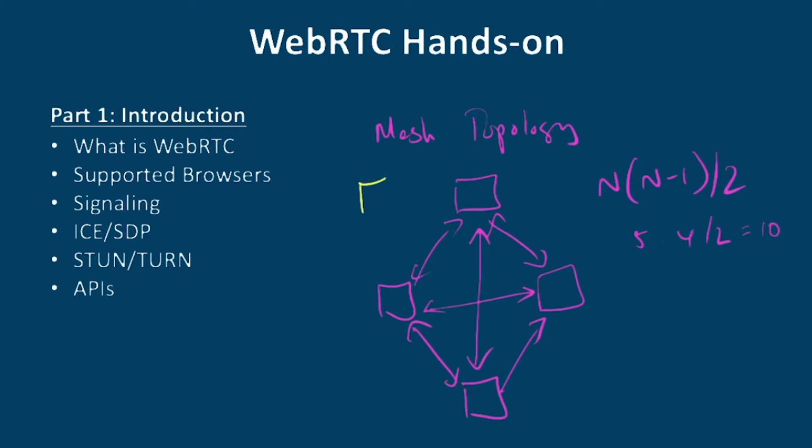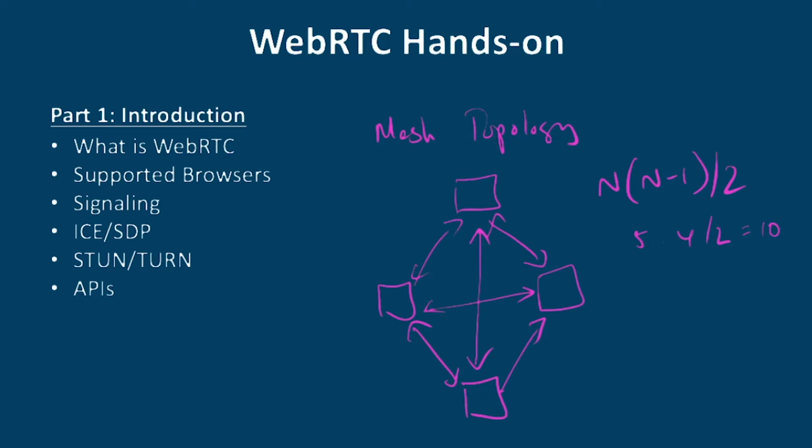Adding the 5th peer, we get 1, 2, 3, 4, plus 1, 2, 3, 4, 5, and 6 equals 10. For good quality and overall satisfaction, it is recommended not to go beyond 4 peers. Now, in this course, we are only going to use the mesh topology.